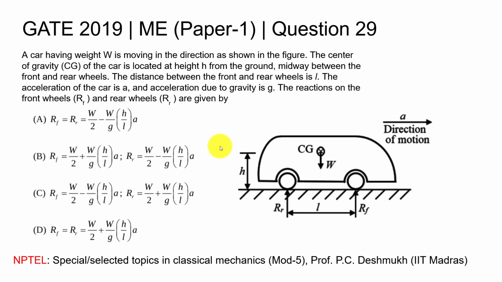Hello all. Today we are going to see an important problem from GATE 2019 Mechanical Paper 1, question number 29. You are being given a system like this. You have a car which is accelerating in a particular direction and you have some road reactions. You are supposed to find what are the reactions on the front and the back wheel. This is an important problem because it involves the concept of pseudo force.